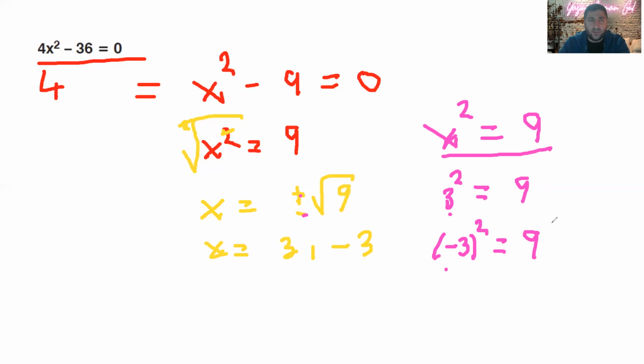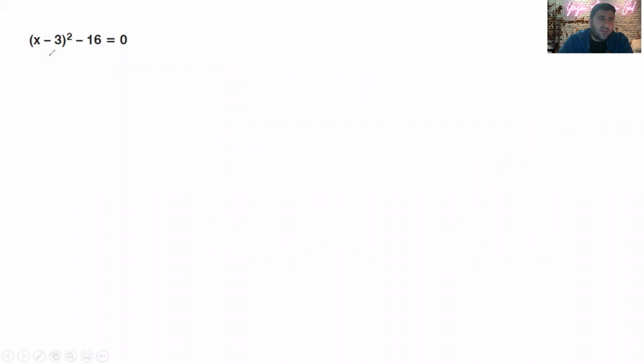So this question, obviously not exactly the same, will be in your test. Question 2. Let's look at this question here. The question says x minus 3 in the bracket to the power of 2 minus 16 equals 0. So this is another question for the same topic, taking the square root of both sides. As you can see here, x minus 3 to the power of 2, again, we take the square root of both sides.